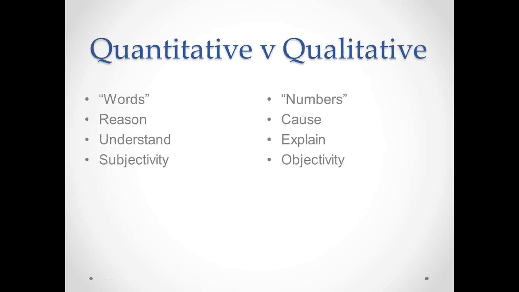So when we talk about quantitative versus qualitative research, we talk about either words or numbers, reason or cause, understanding, explanation, and we come at it from a subjective perspective or an objective perspective. And this really determines how you are going to collect your data, so your method of data collection. And it's really fundamental to the way that you then go on to research and address a research question.